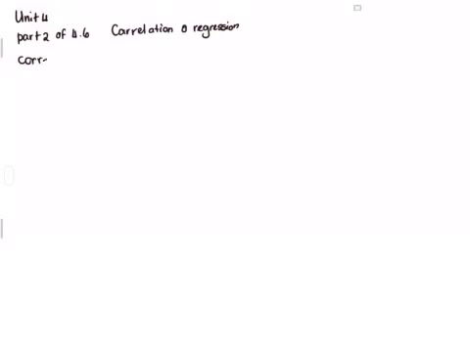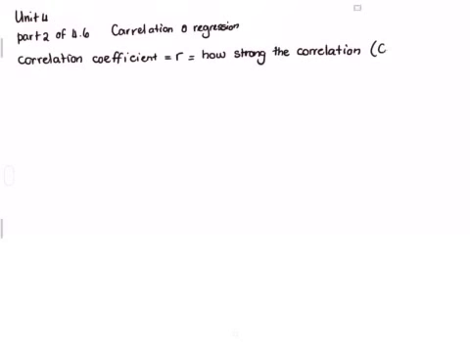Okay, so the correlation coefficient is labeled R, and it tells me how strong or weak and positive or negative the correlation is between those two things, and you need to work this out on your calculator.